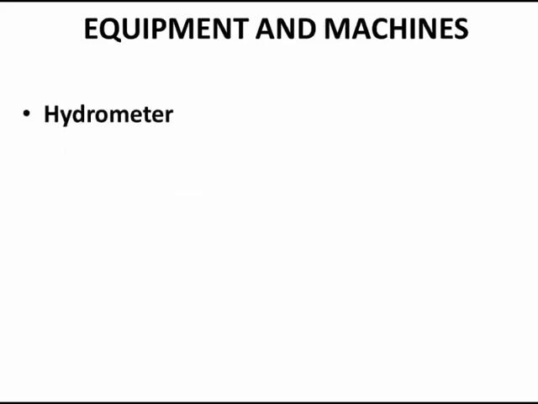Equipment and machines. What are the equipment needed in soap making? The first one is the hydrometer. Hydrometer is what is used to measure the strength of the chemical after they are powdered, because most of these chemicals come in powdery form. After they have been converted into liquid, you use the hydrometer to measure the strength. There is a gauge it has to get to. If it doesn't get to that gauge, that means the chemical cannot really be used.